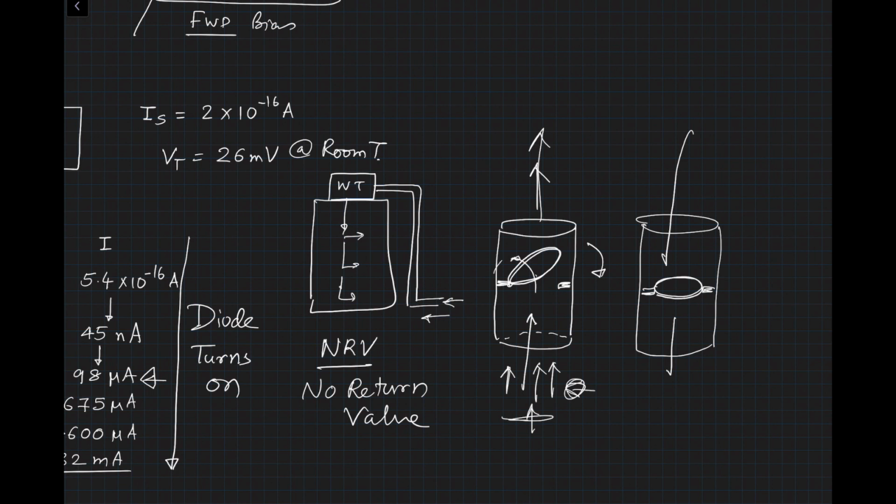When you apply a positive potential, it turns on after a while. Initially there is some resistance, and as soon as it reaches some critical voltage, the current starts flowing, the diode is in full operation. When you apply reverse bias, for example, for this NRV, if the water is going from the top to bottom, then it won't allow the water to flow out on the other side.